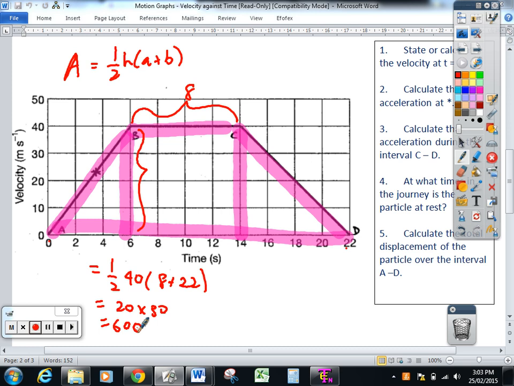600 what? Meters, good. Why not kilometres? Right, it's meters up here. So you get the units from the question itself. So this is 600 meters, and it's a displacement, so it's forward from its starting point. So the area equals that, and it's forward.